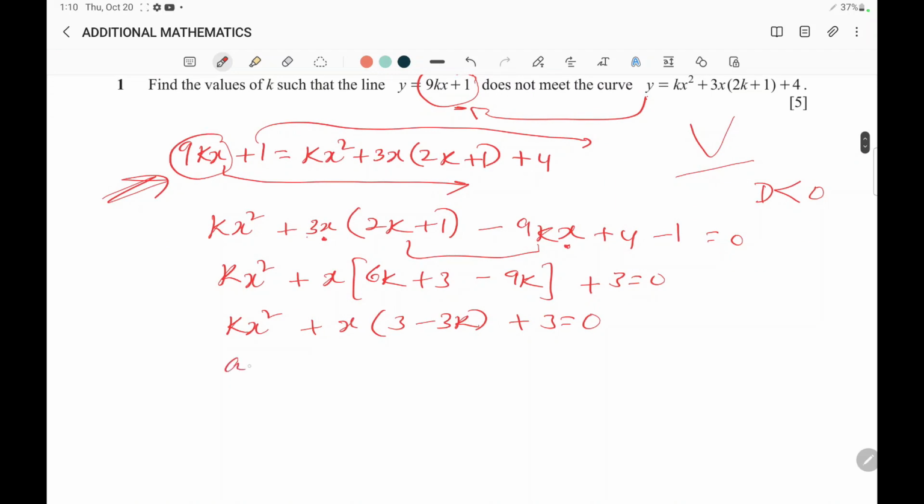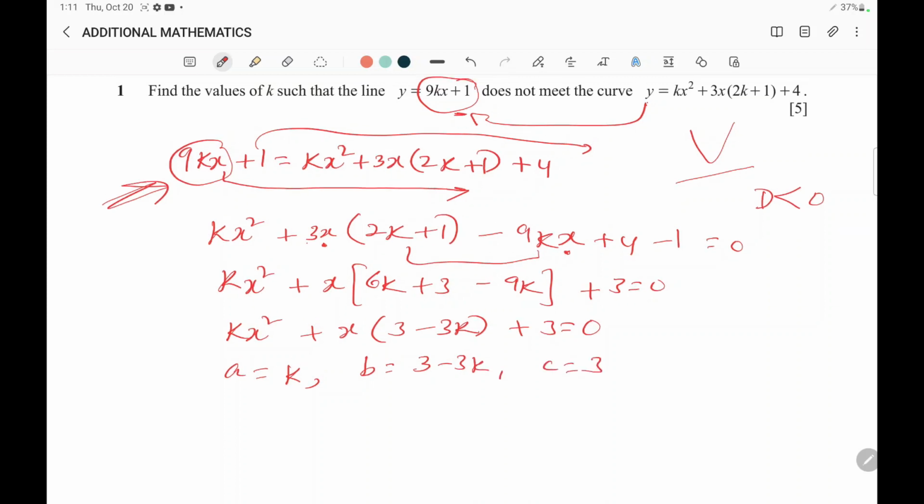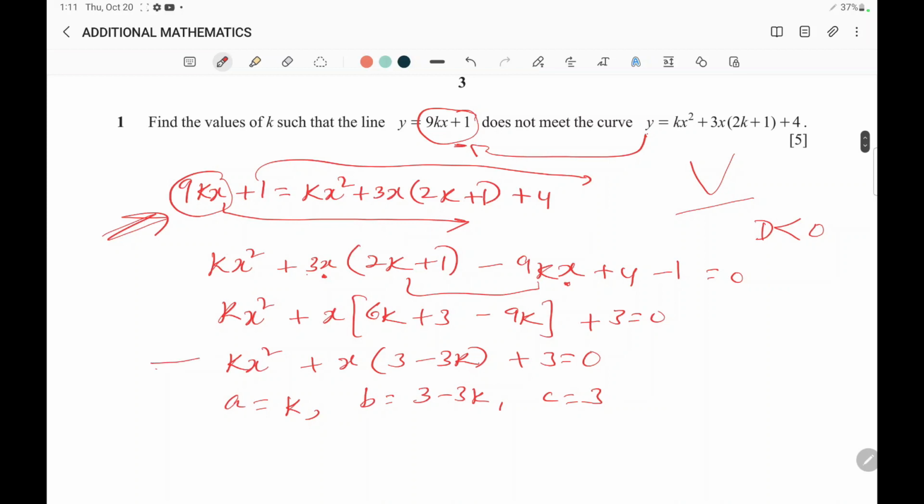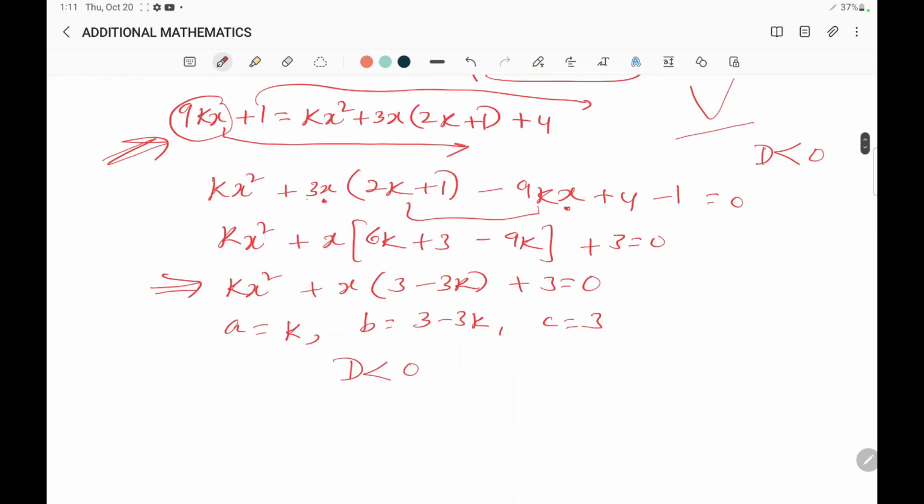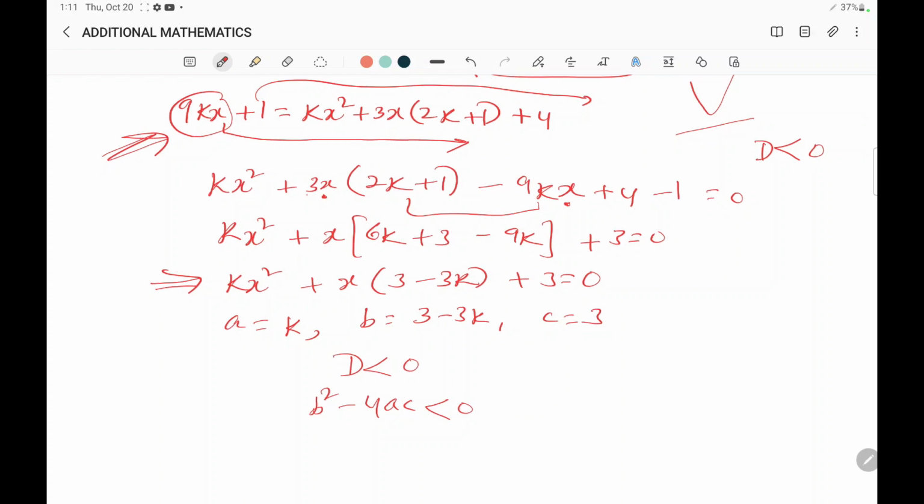Right? Now if we compare this with our quadratic equation, then a equals k, because the x squared coefficient is k. Now b is the x coefficient, which is 3 minus 3k, and c is the constant. Now we got this quadratic equation, and it will not have a single root. It won't have any root because the line does not meet the curve. And we know that if a quadratic equation gives no root, the discriminant must be negative, right? What is the meaning of D? D is b square minus 4ac less than 0.